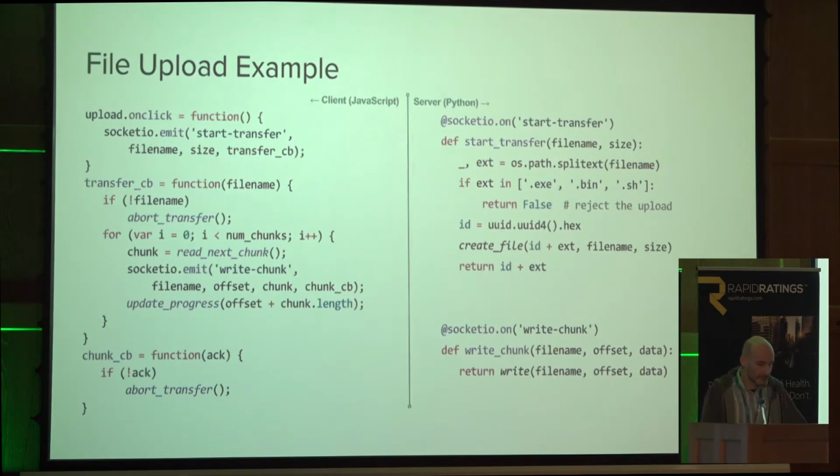And basically, this is the pseudocode. The server has a start and a write, two events. That's it. So when the user clicks the upload button on the client, that triggers an emit to start the transfer. And this is for security purposes. When the client sends a file name, I don't trust that file name.